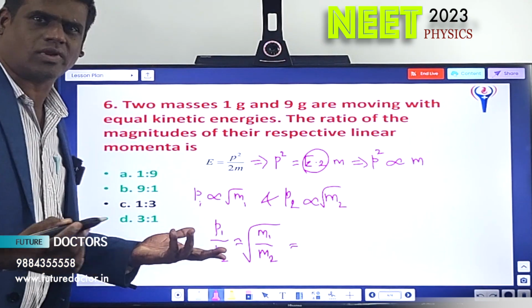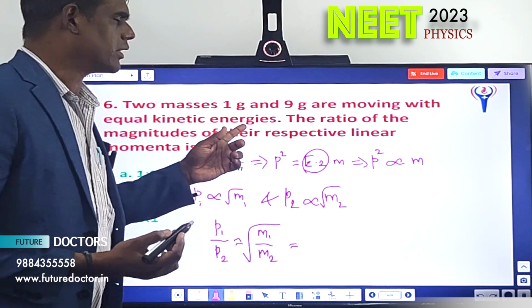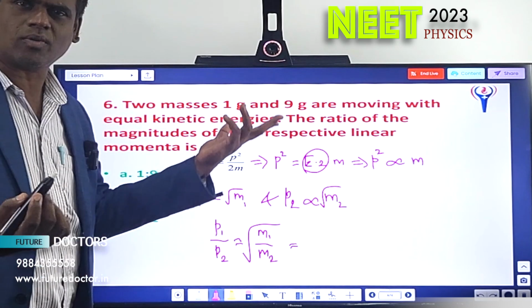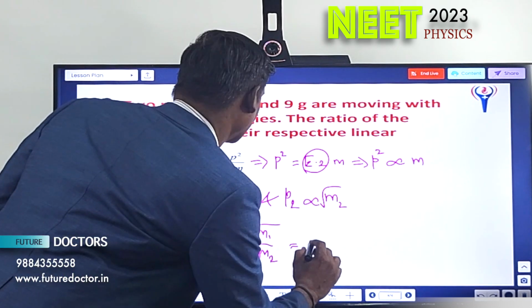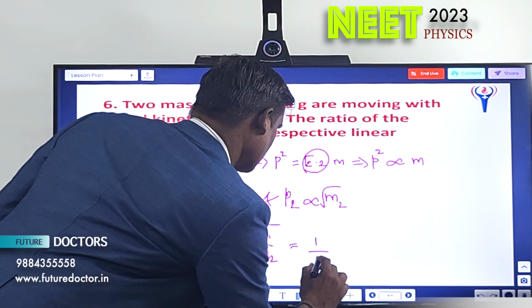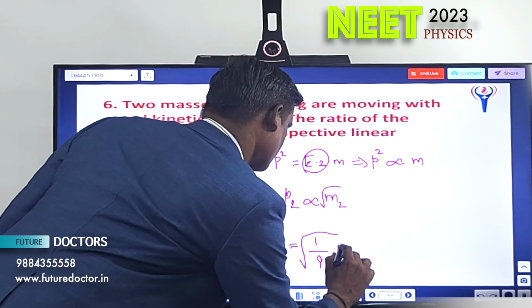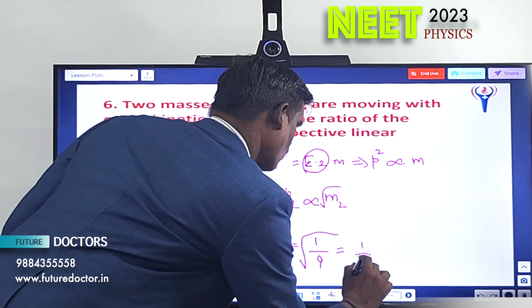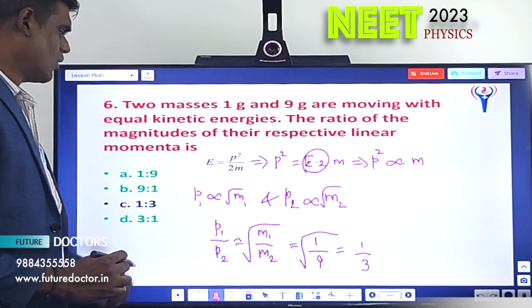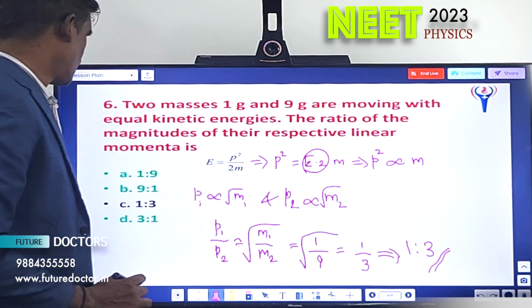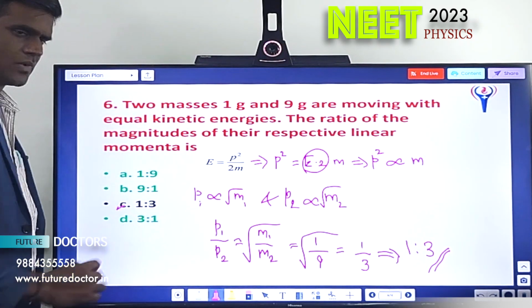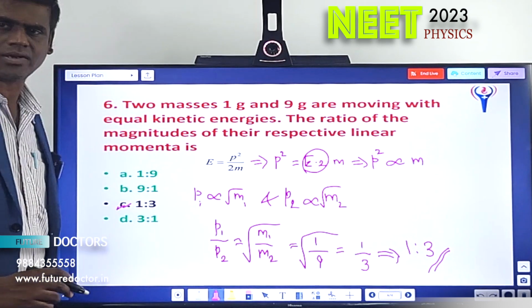m1 is 1 gram. Actually, you should convert gram into kilogram: 1 into 10 power minus 3 and 9 into 10 power minus 3, which cancel for the ratio. So straight away you can write square root of 1 by 9. That is 1 by 3. So P1 by P2 is 1 is to 3. That is option C. Yes, option C is the correct answer.